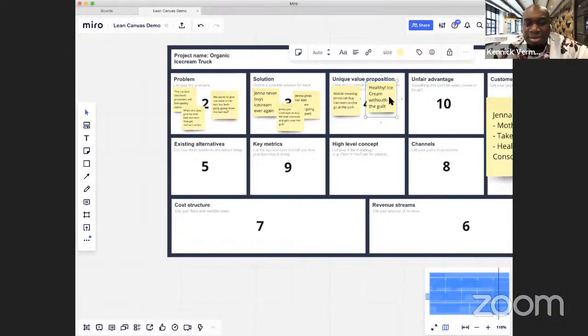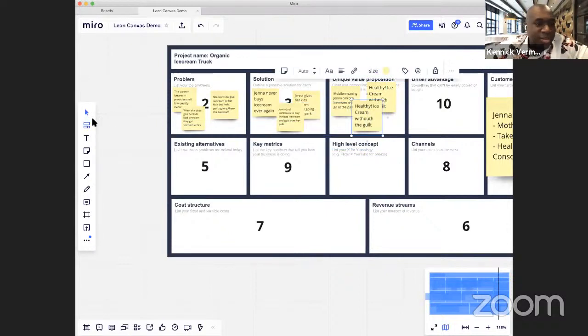And let's go back to some of the problems. Low quality ice cream. Healthy does address the issue of the kids getting stomach aches. Oh, it makes Jenna feel good that she's giving her children a high quality product. Boom. See, now she's happy. That's a unique value proposition.